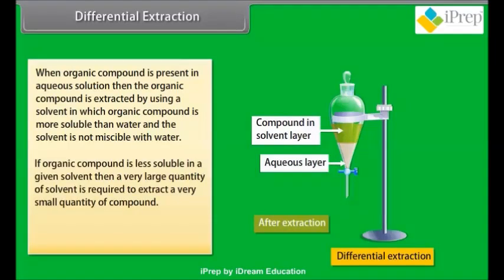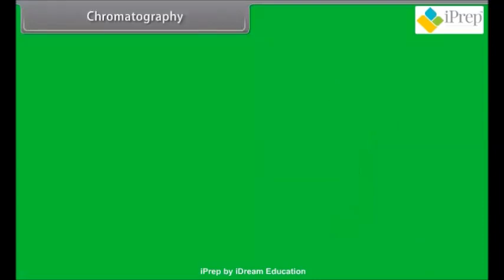If the organic compound is less soluble in a given solvent, then a very large quantity of solvent is required to extract a very small quantity of the compound. This technique is known as continuous extraction.